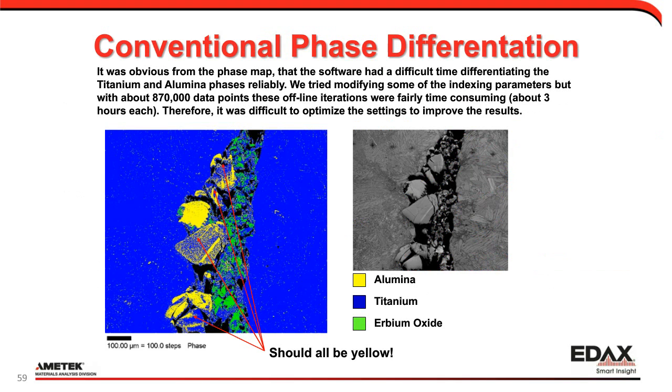So I wanted to talk a little bit more in detail about why this happens and why it's important. This is an example from an inclusion in an aerospace titanium alloy. These inclusions you can see on the phase map in the bottom left there, they should all be yellow. They should be alumina particles. We know that from the EDS, but their indexing is blue. It's the titanium matrix. And so, when we first started looking at this, it was the question of why is that the case and what can we do?